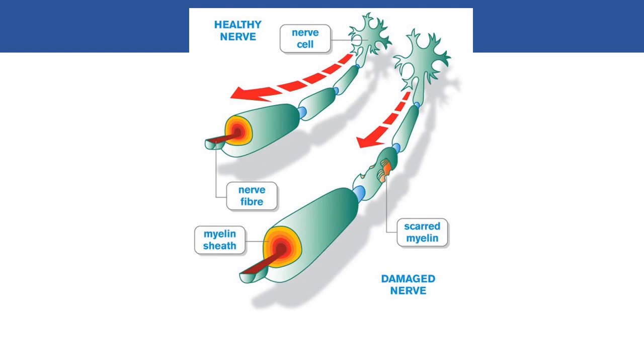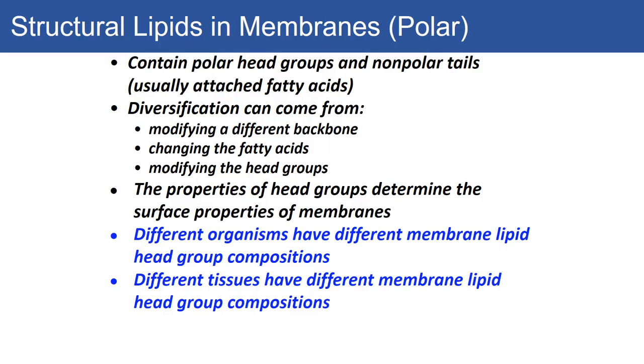What happens? In a normal nerve cell, your axon, you have a myelin sheath around that axon. That's the way the information is conducted. Electrical current is conducted down. The myelin sheath provides insulation. When it gets damaged and scarred, usually because of an autoimmune disease, you get significant problems. And this is a membrane problem. This is why we're talking about it. So let's jump into the topic again.